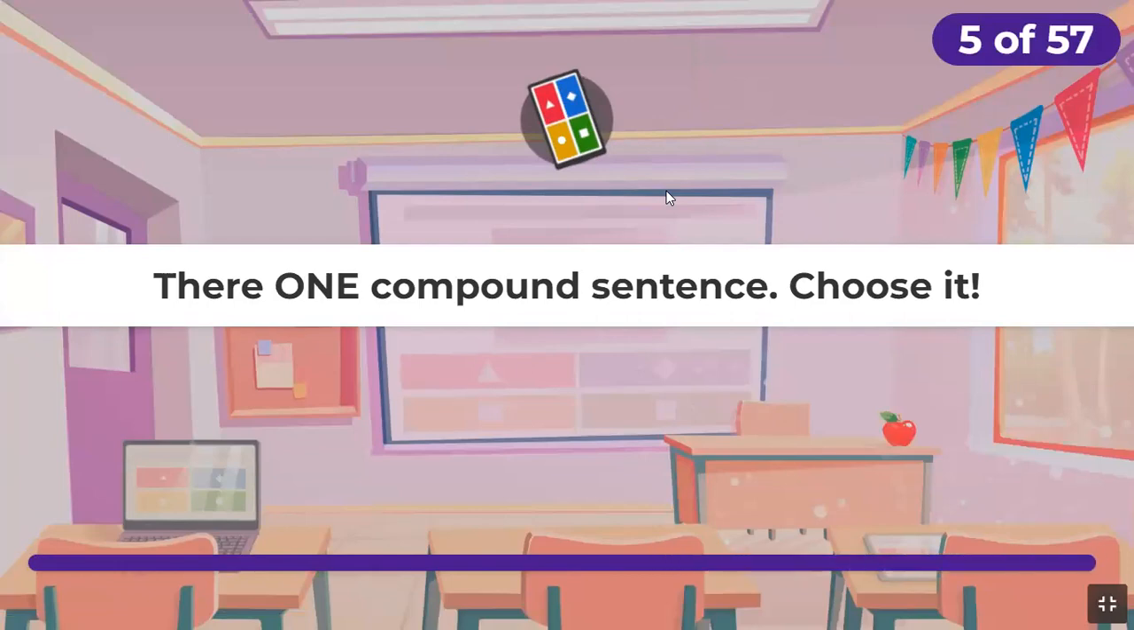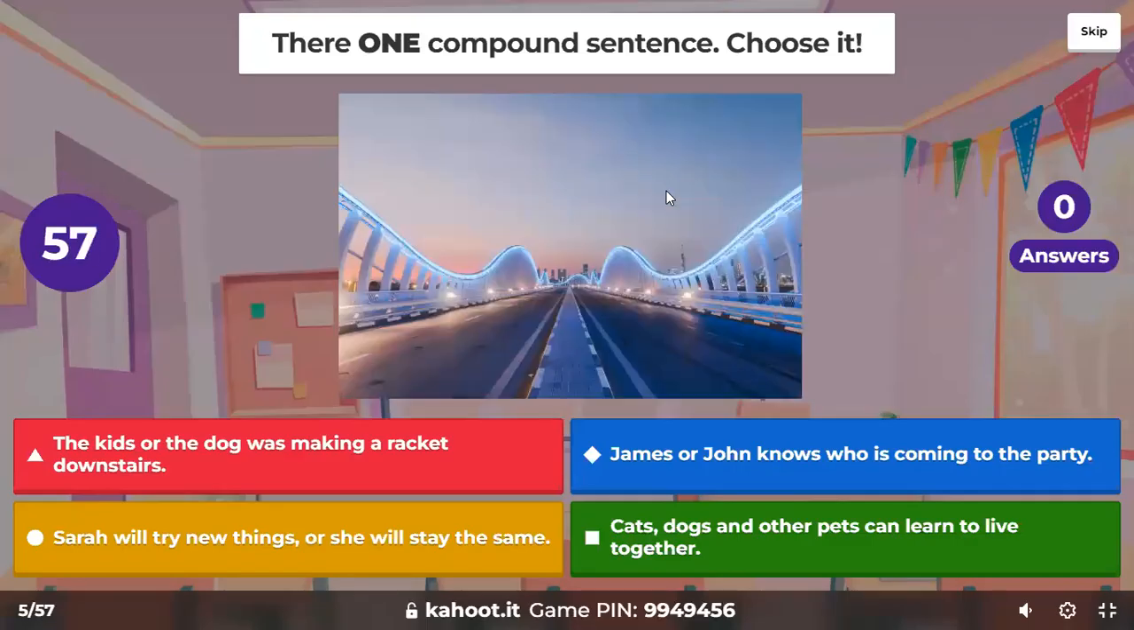Now, there is one compound sentence. There's only one. Here I missed the verb to be. There is. Okay, one compound sentence, choose it. There's only one compound sentence only. I'll just remind you of the rule, guys. Compound sentences must have two or more independent clauses, and they are joined by one of the 7 coordinating conjunctions or a semicolon.